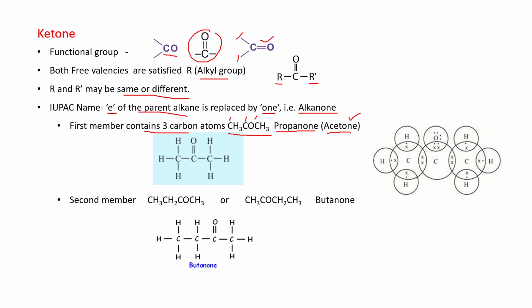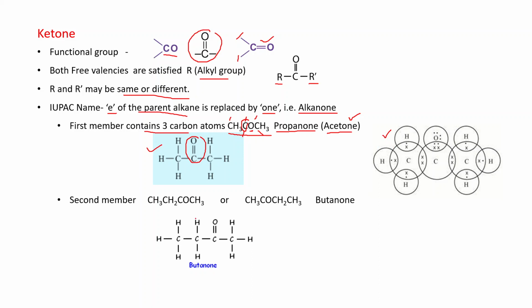Actually, acetone is one constituent of nail polish remover. And this propanone can be written like this. This is the complete structural formula of propanone, CH3COCH3. Don't be confused. This oxygen is not bonded with this carbon or this carbon. This oxygen is bonded with this middle carbon with a double bond like this. And this is its electron dot structure.